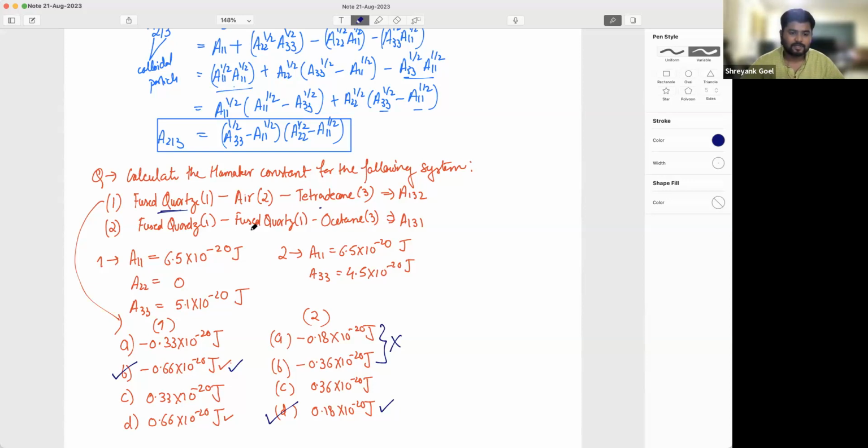And that's why, as we have discussed and sir has already discussed in the lecture, there is a decrease in the Hamaker constant in the presence of media.